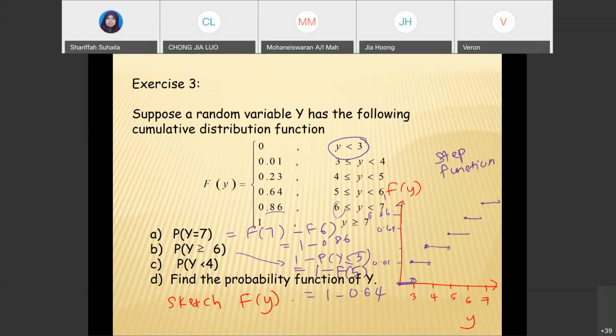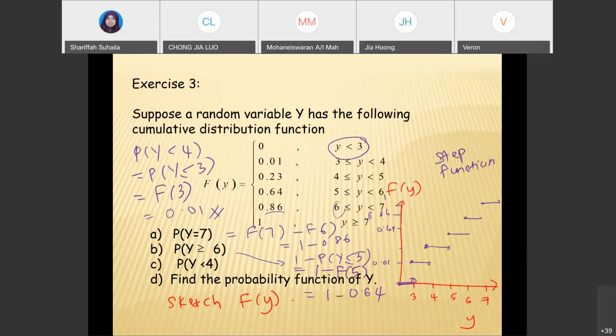The last one, probability y less than 4. Y less than 4 does not include 4, so you want to find y less than or equal to 3. So F3. Where is your F3? Your F3 is 0.01. Okay, good.